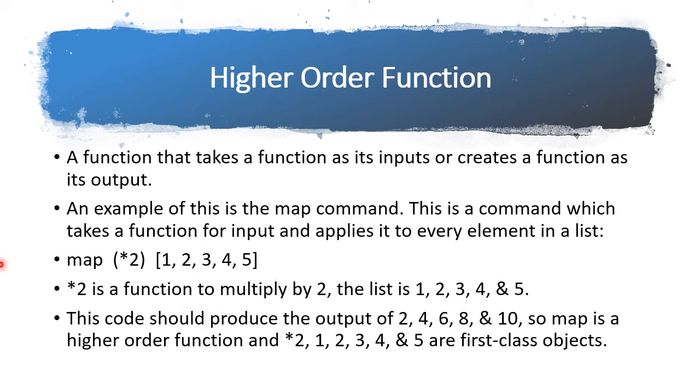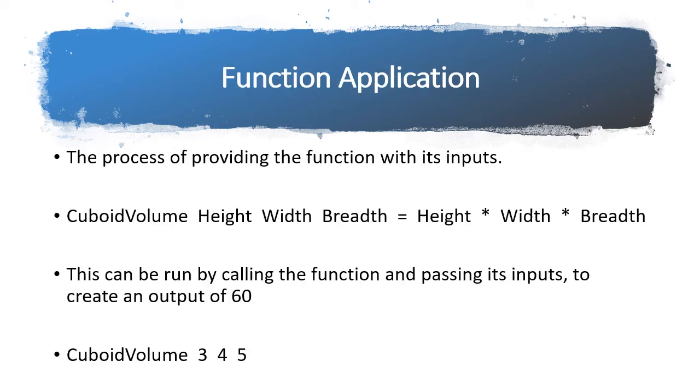This is a higher order function because map uses a function as an input. This code will take the original list 1, 2, 3, 4, 5 and produce an output of 2, 4, 6, 8, and 10. So map is definitely a higher order function, and the times 2 and the list 1, 2, 3, 4, 5 are all first-class objects.